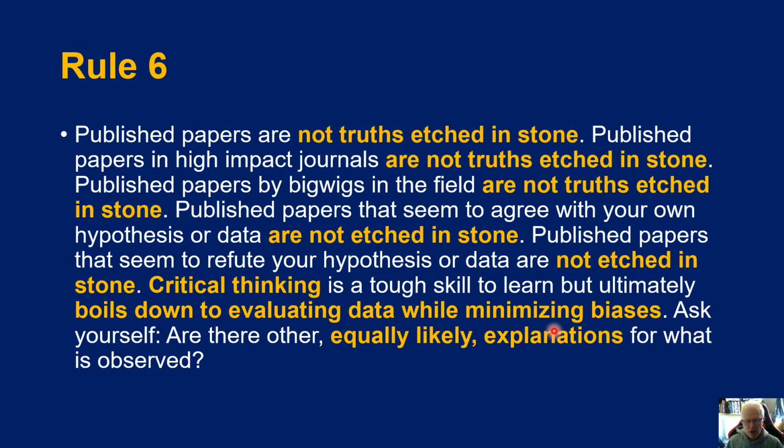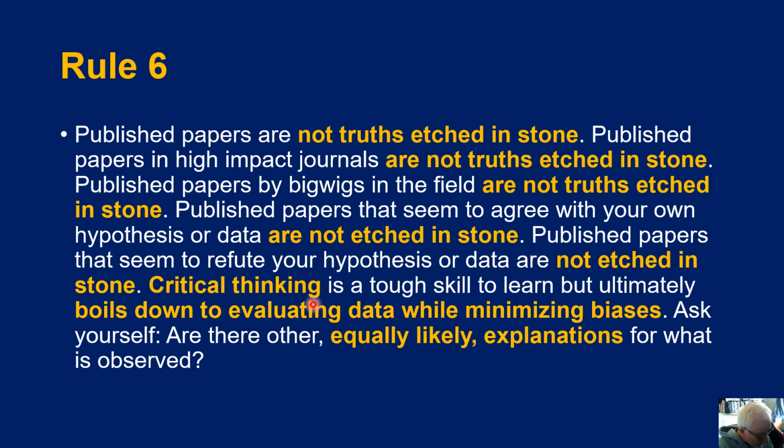So rule 6, which connects, and this is really important. Published papers are not truths etched in stone. Published papers in high impact journals are not truths etched in stone. Published papers by bigwigs in the field are not truths etched in stone. Published papers that seem to agree with your own hypothesis or data are not etched in stone. Published papers that seem to refute your hypothesis or data are not etched in stone. So in other words, don't take a paper at face value.